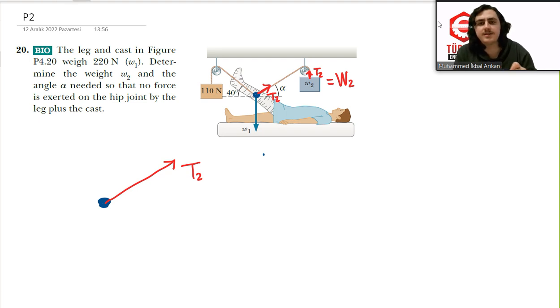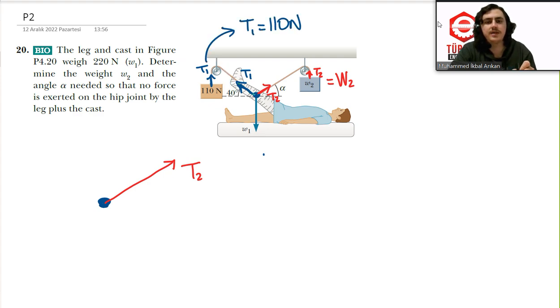And here the similar case. So you will have just a tension. Say that it's tension 1. So here you have tension 1, the same tension, because you have the same rope here. So this tension 1 from this free body diagram, which can be taken from this, you will say that T1 equals 110 newtons. But I don't know weight 2, so T2 also, and I don't know what's alpha, but I know the angle which is 40 degrees.